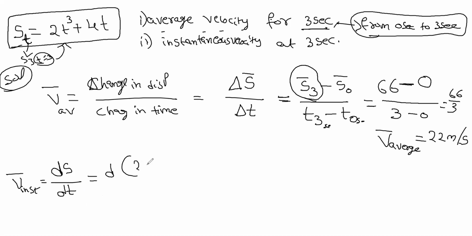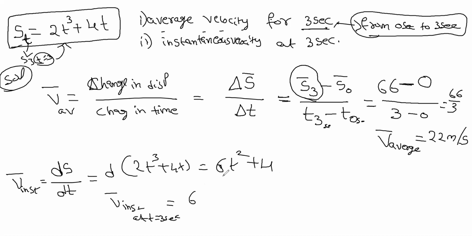I'll write the differentiation of 6t square plus 4t, which equals 6t square plus 4, because the differentiation of t is 1. So v instant equals 6t square plus 4. Now we need v instant at what time? At t equals 3 seconds. So just substitute t equals 3 in the v instant: 6 into 3 square plus 4. What will you get?